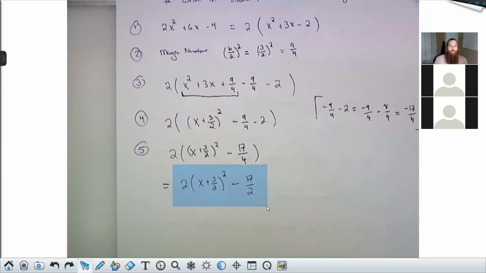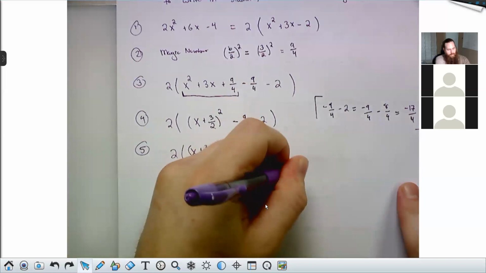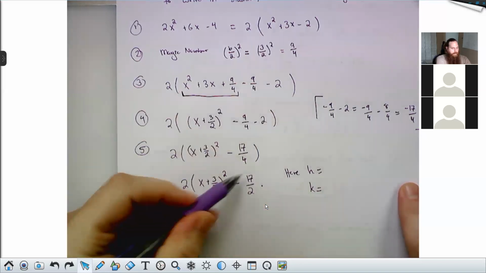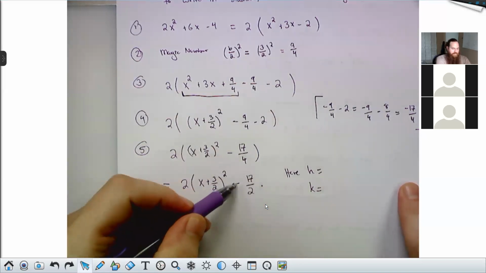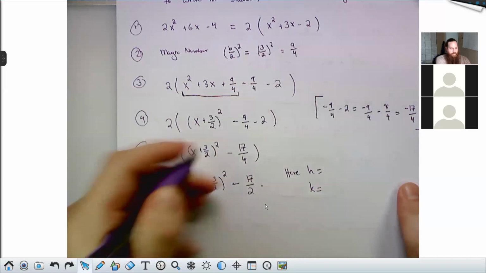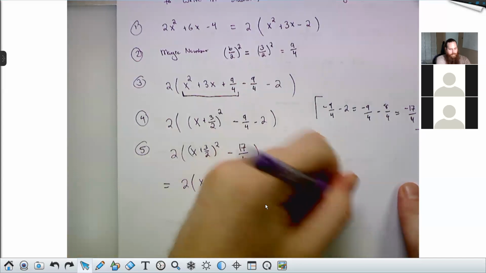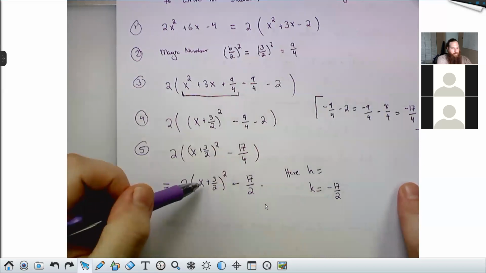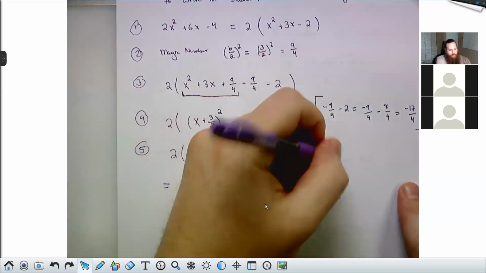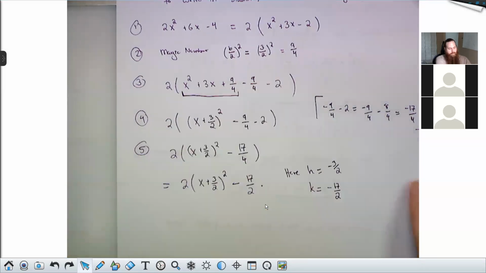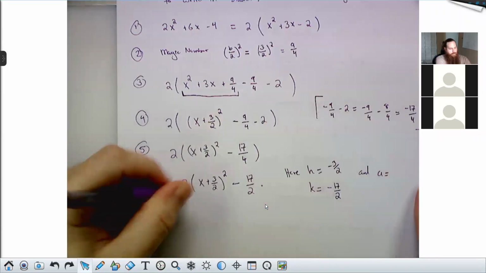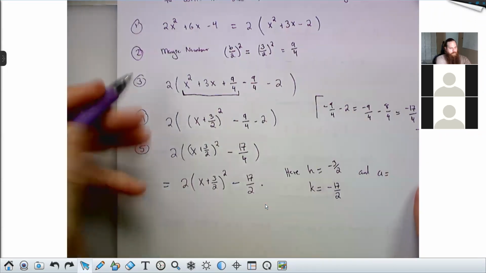This is the thing your textbook calls the standard form. So here h and k can be read off. K is always this number, taken with whatever sign it has here. So minus 17/2. H is always this number, taken with the opposite sign it has here, because remember the formula has x minus h. So h is negative 3/2. And A is always just the number out front. It's always the same as the original lead coefficient.